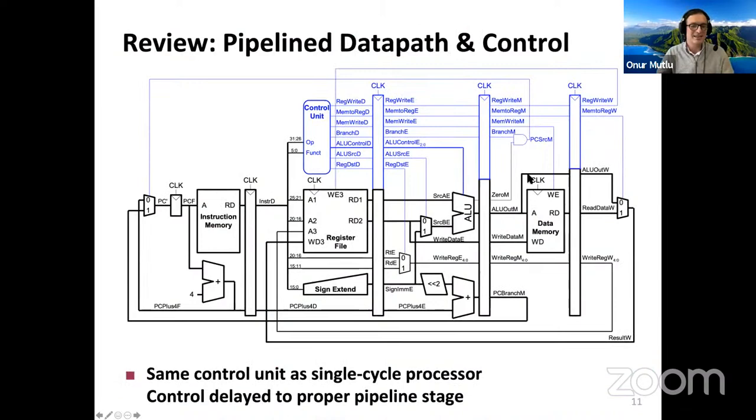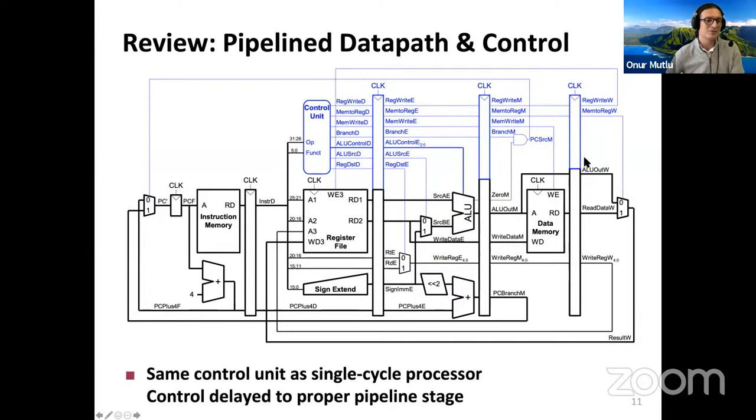And we talked about pipeline data path and control in our last lecture. If you really want to jog your memory, review the last lecture. We talked about how to generate and propagate the control signals, for example. So our pipeline registers became larger, as you can see. And we needed to add more memories, like instruction and data memories and different adders, so that we could do different pieces of different instructions concurrently in the pipeline. So the control unit is actually the same as the single cycle processor. In fact, that's why we built the pipeline processor on top of the single cycle processor. But control is delayed to the proper pipeline stage. So this is all review so far.